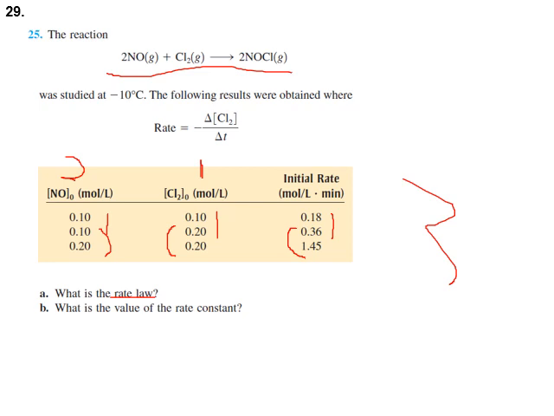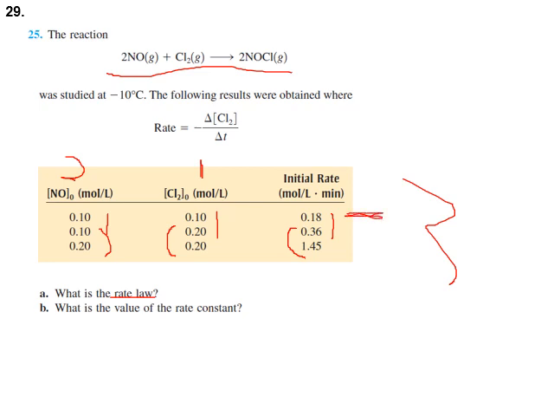So in this case, you would write rate equals K times the concentration of NO to the second power times the concentration of Cl2 to the first power, or just leave the 1 out. To get the rate constant, you'll have to use the data given here in the table, and just use that equation that we just said. You can use any of these 3 rows, and you're going to get the same answer.